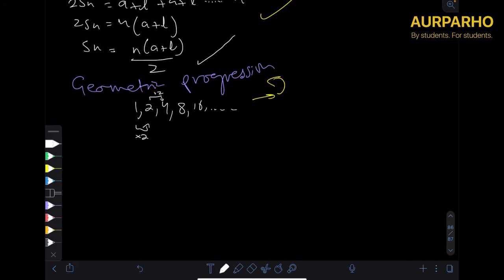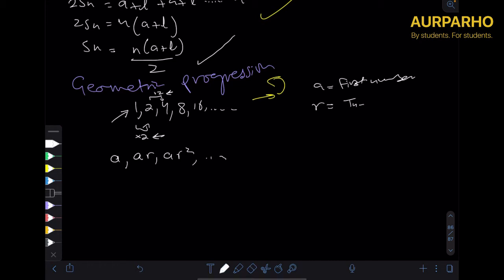So just like I did for arithmetic progression, geometric progression can also be written as a, ar, a times r squared, and so on, where a is your starting number and r is the number you are multiplying by. In this case, you're multiplying by 2. So a is your first number, and r is t(n+1) divided by t(n), or you could say t(n) divided by t(n-1). Basically, term divided by previous term gives you r.